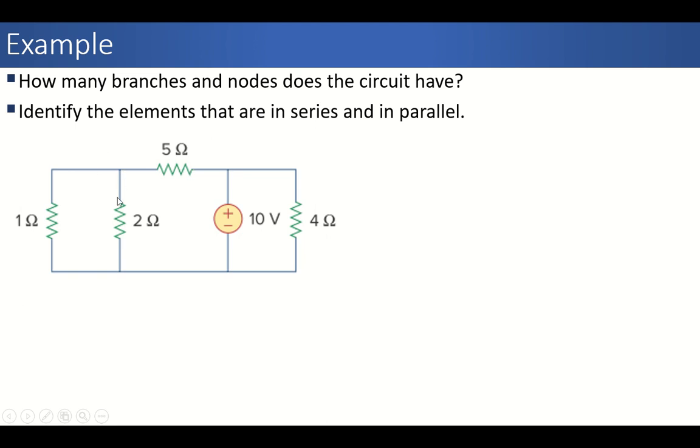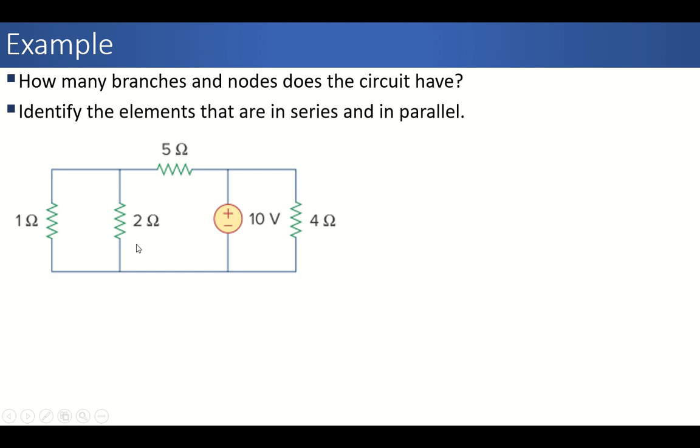So it means that connecting branches are not in series. Similarly, here there are 3 branches, so obviously there will be current division. So 5 ohm, 10 volt, and 4 ohm are not in series.